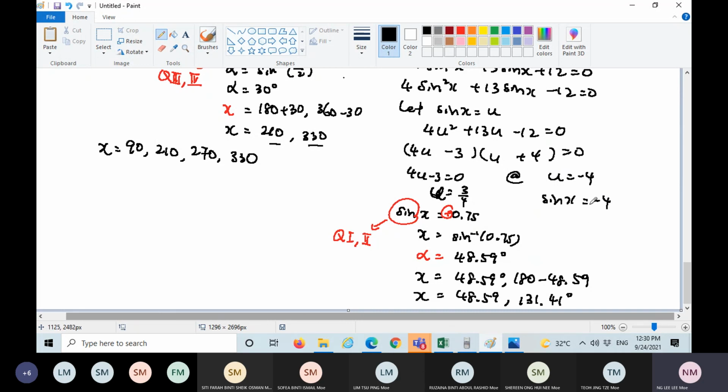Sine x cannot be negative 4, because in your graph the maximum is only 1 and the minimum is negative 1. It cannot be at negative 4. There is nothing there. Therefore, this one, you just ignore it. So you only have these two answers.